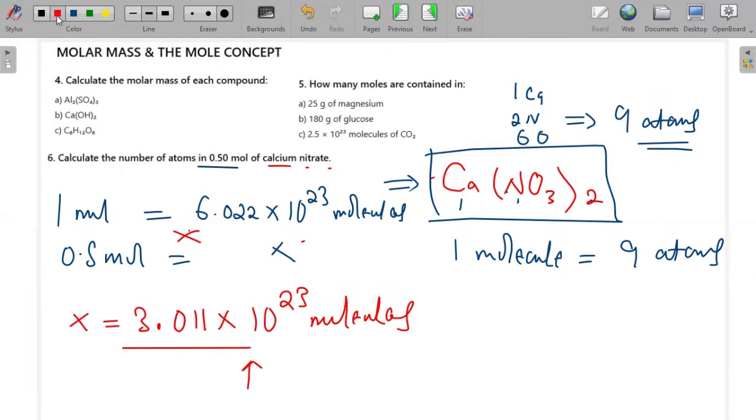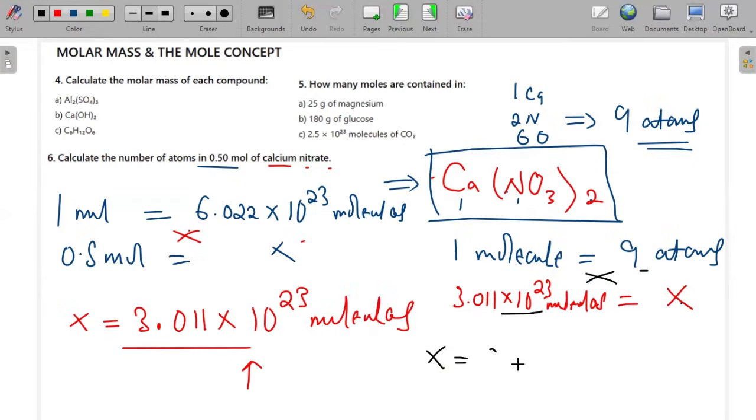So I'm using that ratio now. I have 3.011 times 10 to the power 23 molecules. How many atoms am I going to have? I'm going to cross multiply there. So it will just be x multiplied by 1. I get x is equal to this multiplied by 9 atoms.